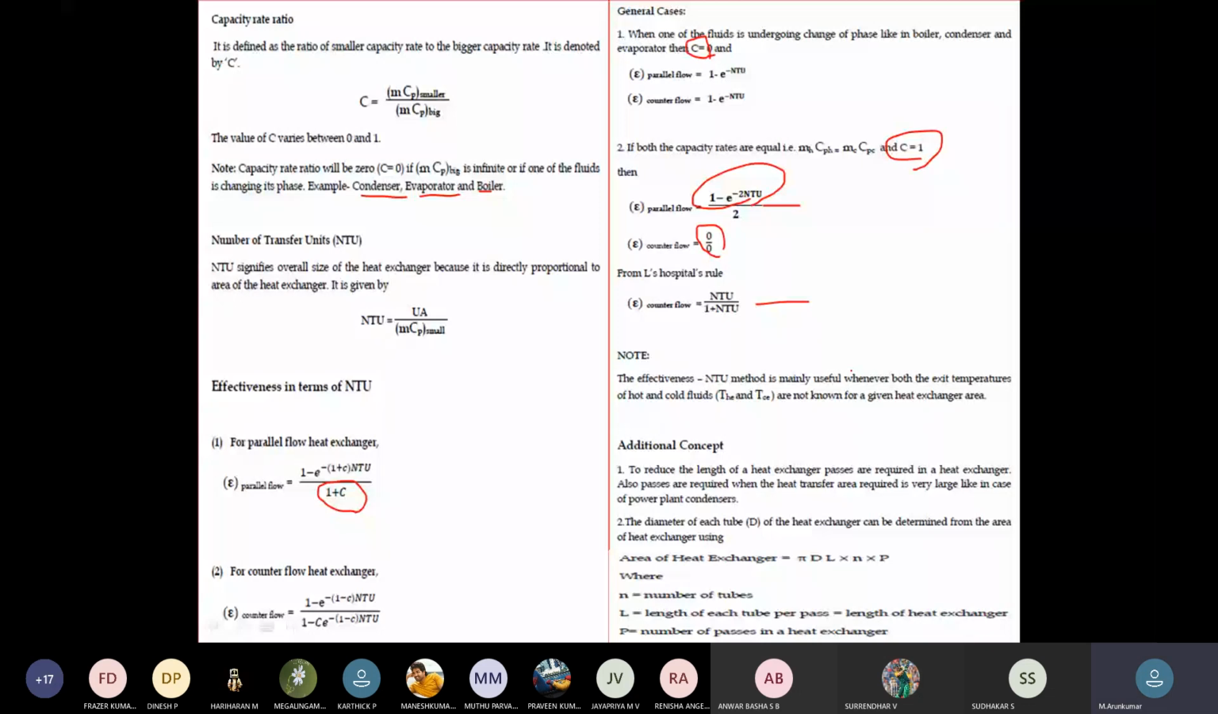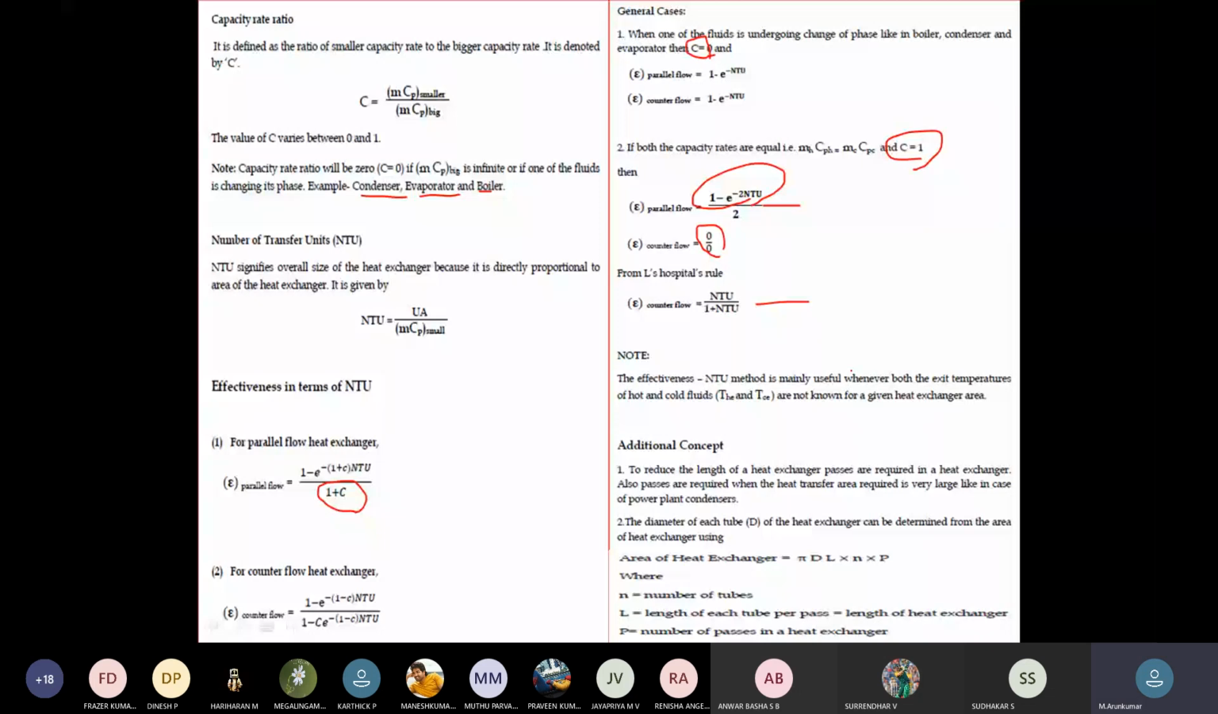So if you consider the power plant condenser, in that condenser the passes will be more to reduce the length of the heat exchanger. Then the diameter of each tube of the heat exchanger can be determined for the area of a heat exchanger. So yes, the diameter also matters while designing the heat exchanger. If you use a circular tube, you can calculate the area of a heat exchanger by using the pi d l equation. So that can be calculated by pi d L into N into P.